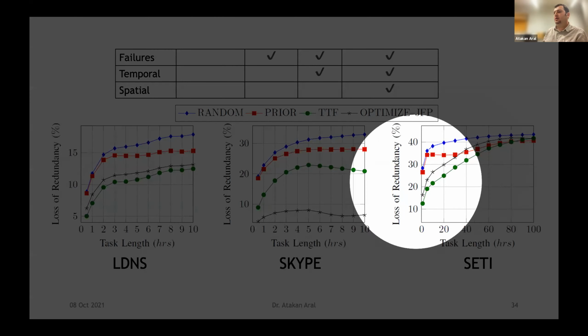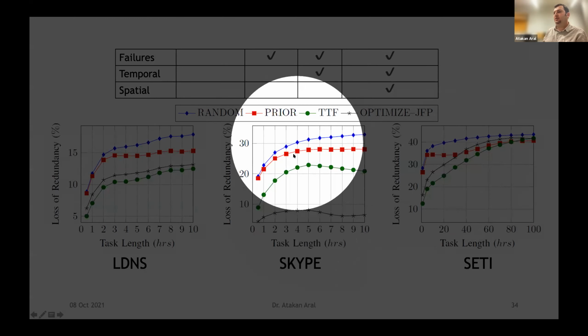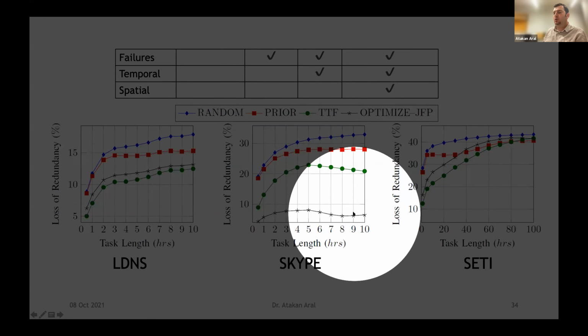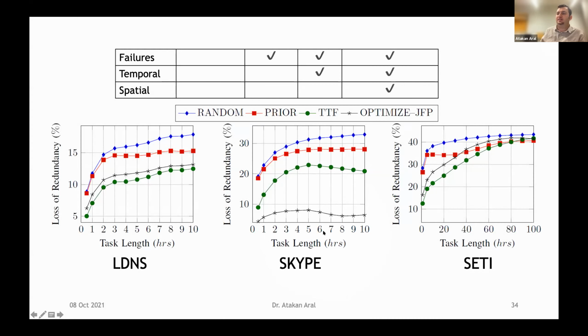In the Skype dataset, on the other hand, our algorithm also finds the lowest loss of redundancy. The reason for that is that this Skype dataset is very heterogeneous. There are servers with very low availability, and there are servers with very high availability. So here it is more important to detect highly available servers, and our algorithm manages that, and then the downtime is lower.